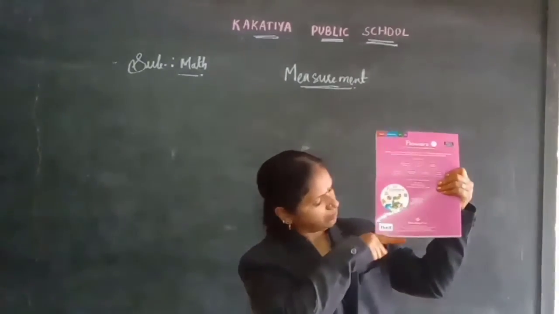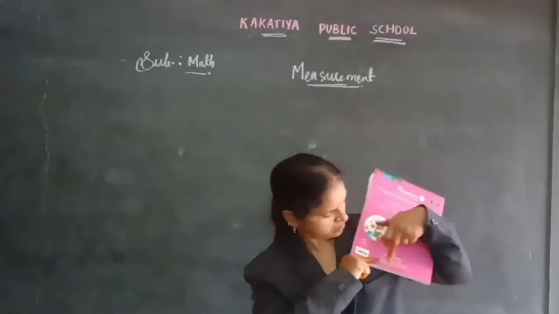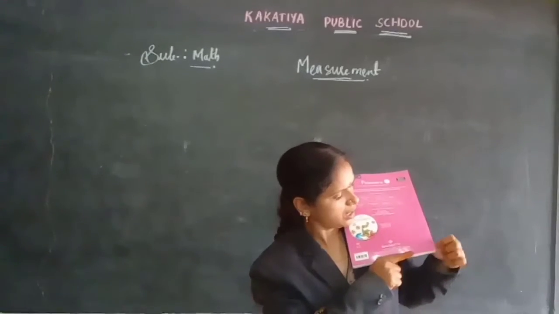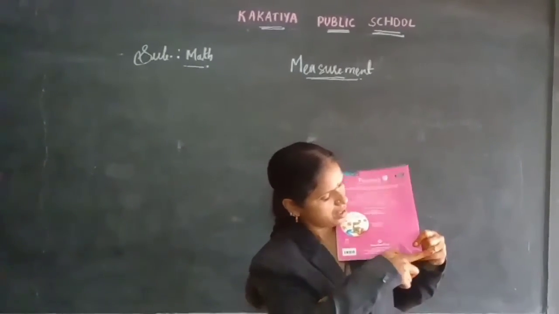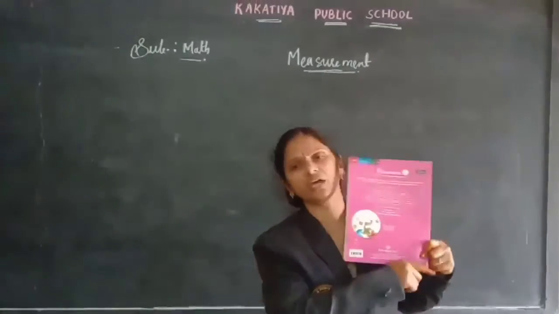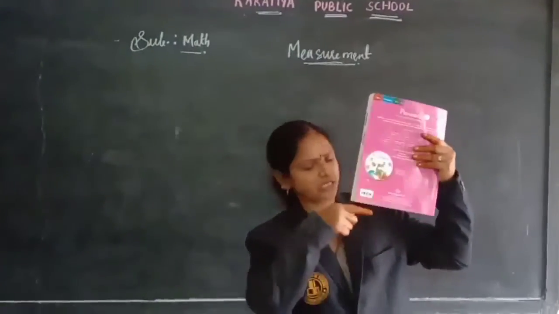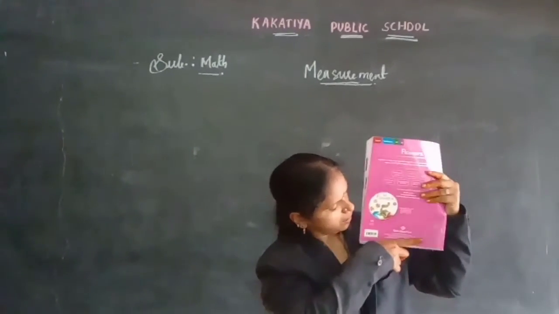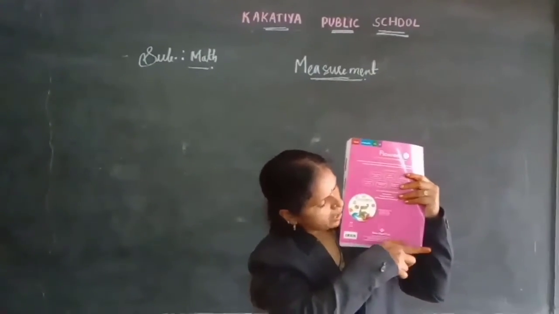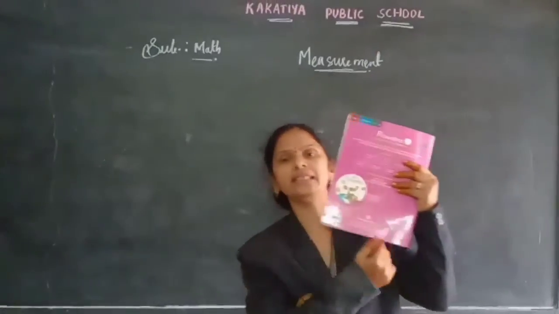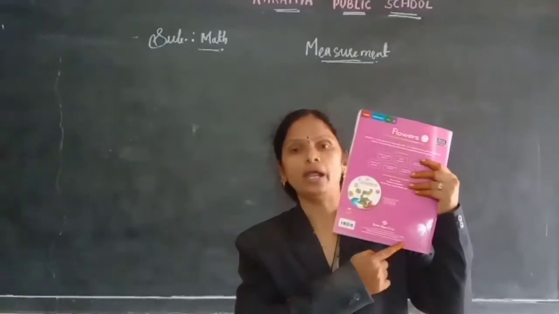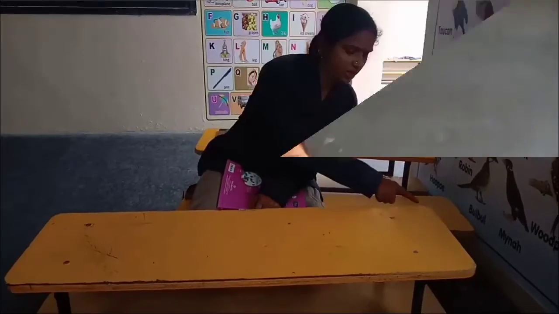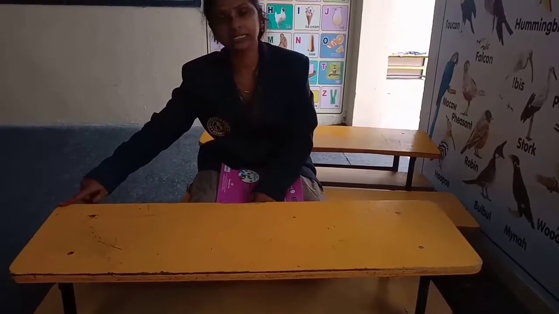Here you see, I am starting here. 1, 2, children, and here to here again, half, so we are getting 2.5. Once again, let's see here to here, 1, 2, and it's half. So the length of this textbook is 2.5 fingers. Now let's measure the length of this desk, children.